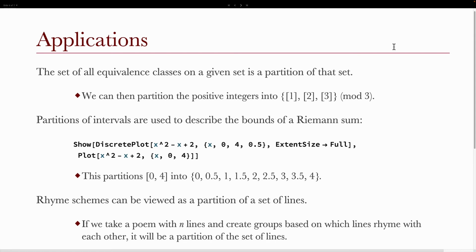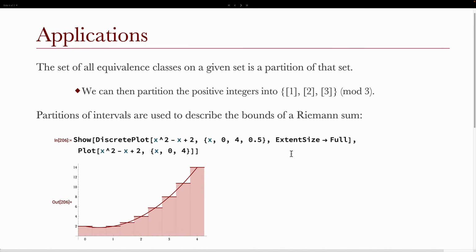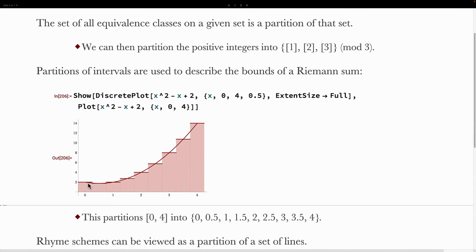Moving on to partitions of intervals, our most common use for them is to describe the bounds of a Riemann sum. Take this piece of code written in the Wolfram language. We plot a simple function and then create a midpoint Riemann sum. To do this, the Wolfram language has to partition the interval 0 to 4 into 0, 0.5, 1, 1.5, 2, 2.5, 3, 3.5, and then 4.